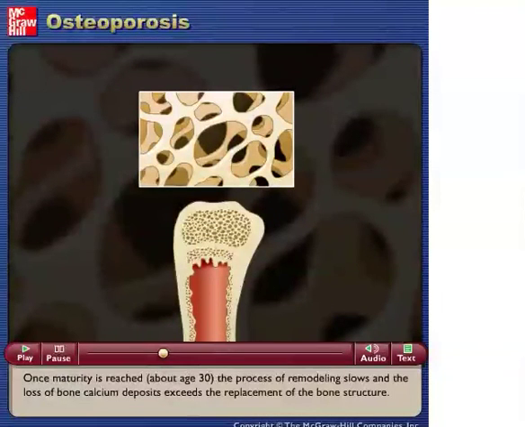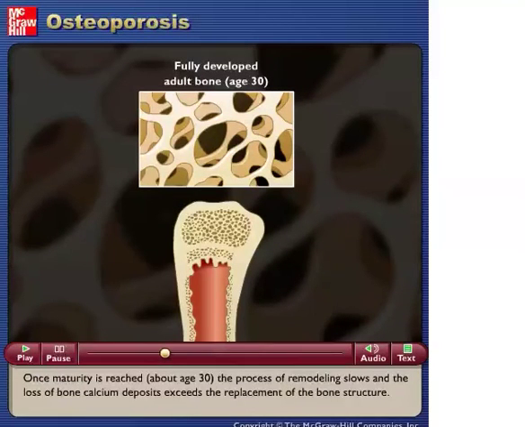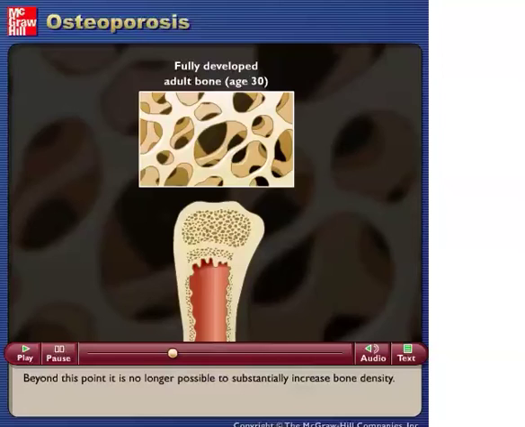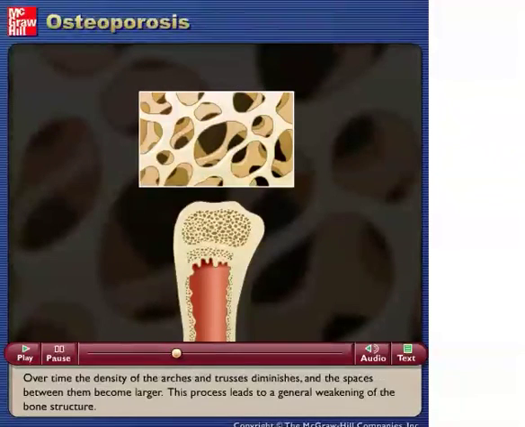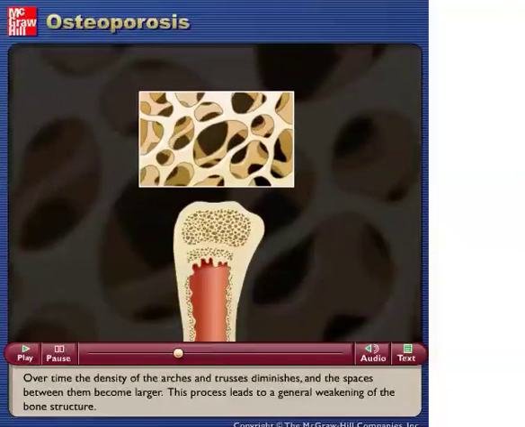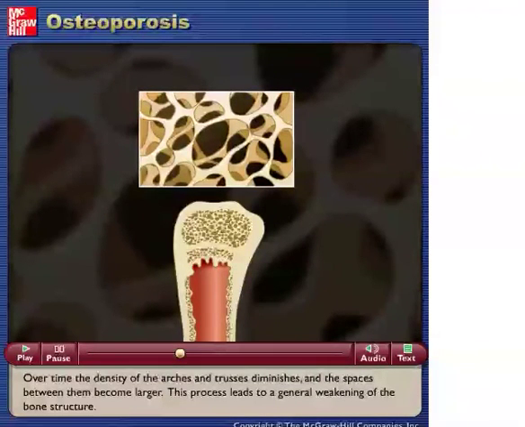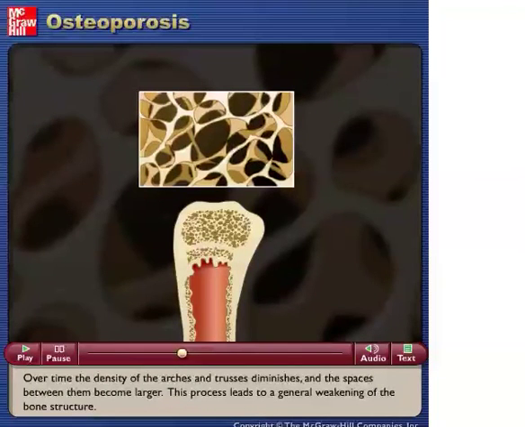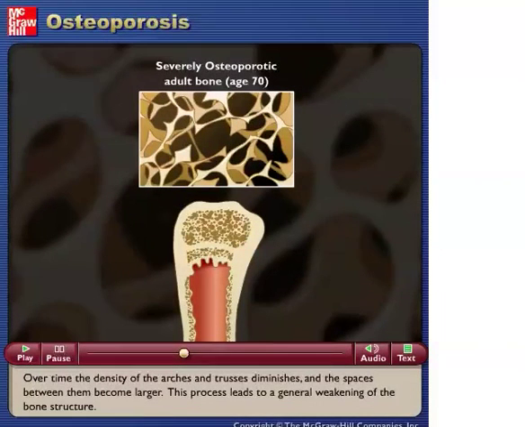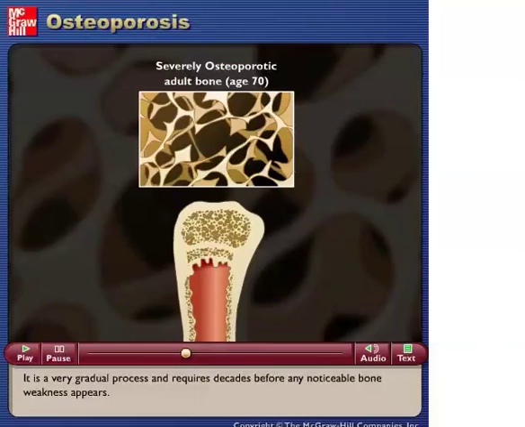Once maturity is reached, about age 30, the process of remodeling slows and the loss of bone calcium deposits exceeds the replacement of the bone structure. Beyond this point, it is no longer possible to substantially increase bone density. Over time, the density of the arches and trusses diminishes, and the spaces between them become larger. This process leads to a general weakening of the bone structure. It is a very gradual process and requires decades before any noticeable bone weakness appears.